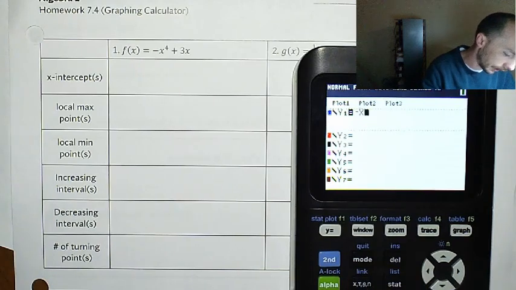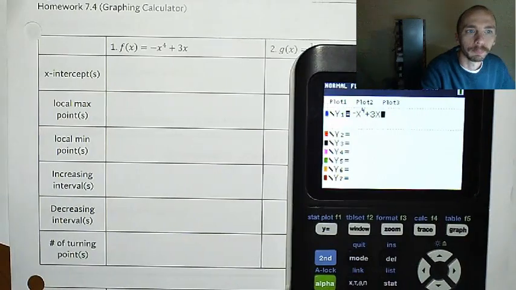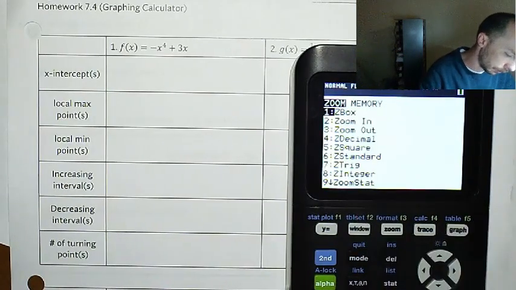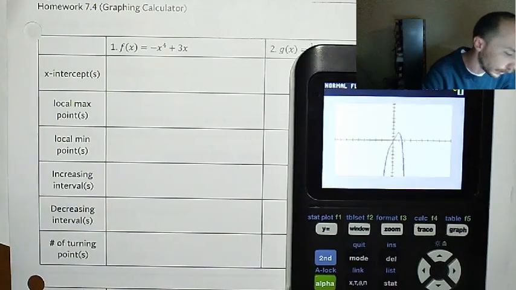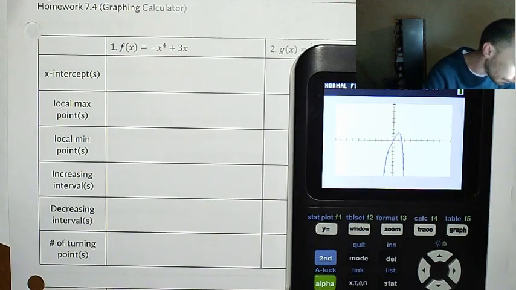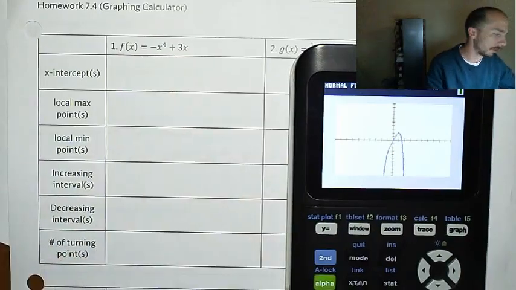Let's type in negative x to the 4th power plus 3x into y1. And we're going to zoom to the standard window, always to start. And then if we need to zoom in or adjust the window as needed, we can do that after the fact. Okay, so my x-intercepts are going to be x equals 0. I can see that. I can tell that when I plug in x equals 0, that'll be a 0.